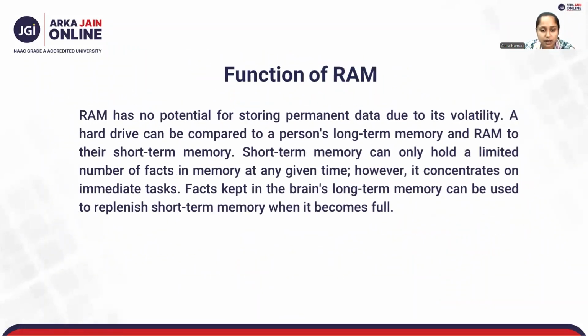Next, we have functions of RAM. RAM has no potential for storing permanent data due to its volatility. A hard drive can be compared to a person's long term memory and RAM to a short term memory. Short term memory can only hold a limited number of facts in memory at any given time. However, it concentrates on immediate tasks. Facts kept in the brain, long term memory, can be used to replenish short term memory when it becomes full. This is also how computers operate when RAM is full.